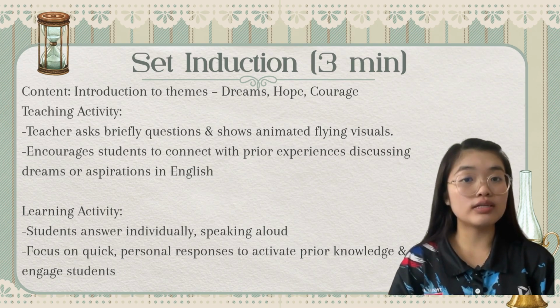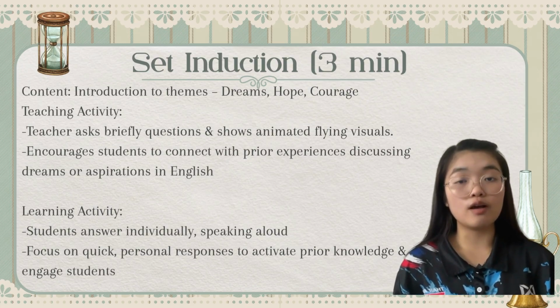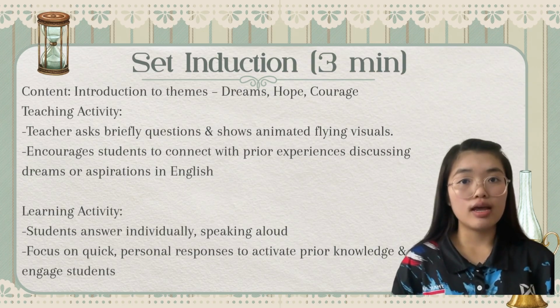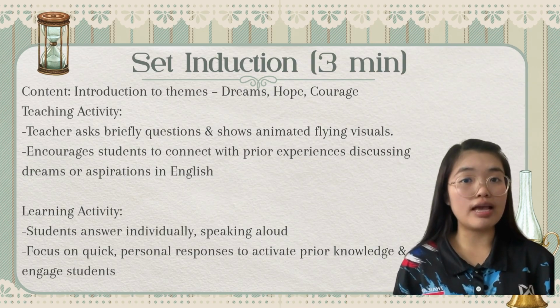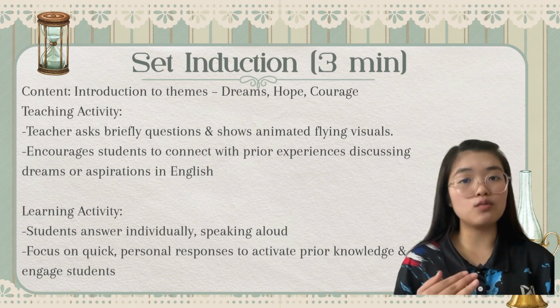The first step in our lesson plan is set induction, whose main content is an introduction to the themes of dreams, hopes, and courage. For teaching activities, I will start by asking questions like, if you had wings, where would you go and why? While asking this, I will show animated flying visuals to capture the students' attention and also create an imaginative atmosphere. Moreover, I will also encourage students to connect with their prior experiences, discussing dreams or aspirations in English. This will help to activate their background knowledge before entering the story.